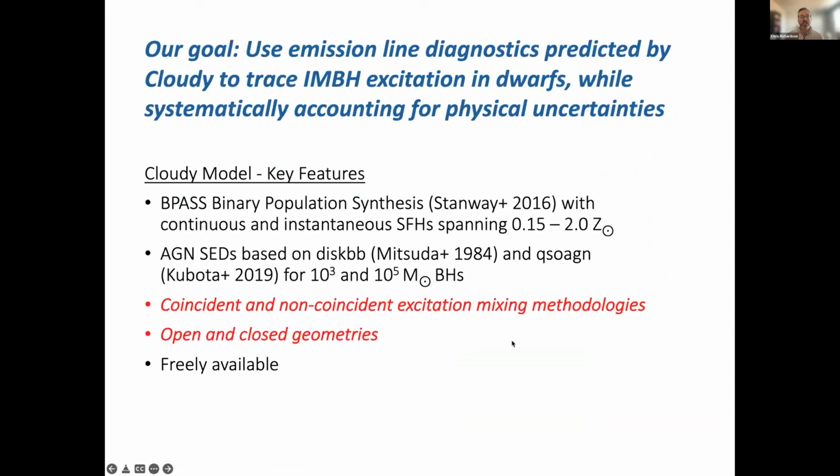So our goal then, and it's the natural thing to do, is to incorporate these uncertainties into a Cloudy model that's designed to trace this AGN activity in dwarfs. A lot of the key features are given here, but I want to draw you to the ones in red: the excitation mechanisms, mixing methodologies, and the open and closed geometries. These are what separate our models from some of the other ones that are out there.